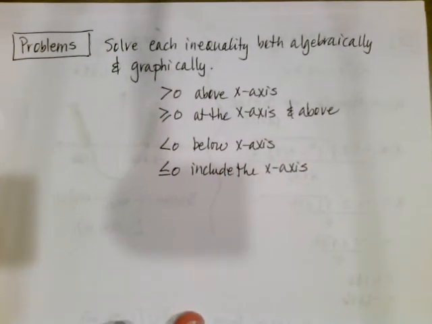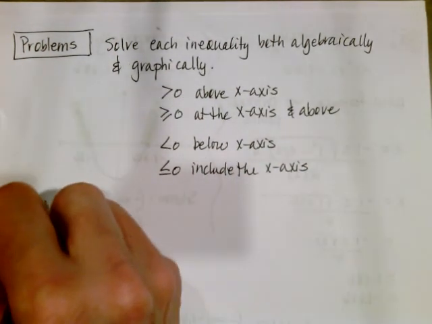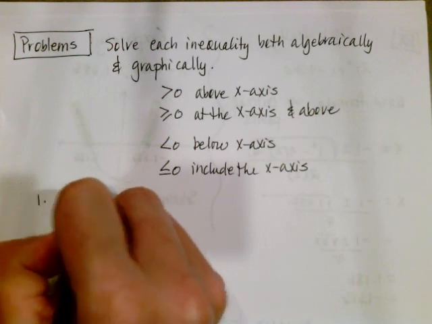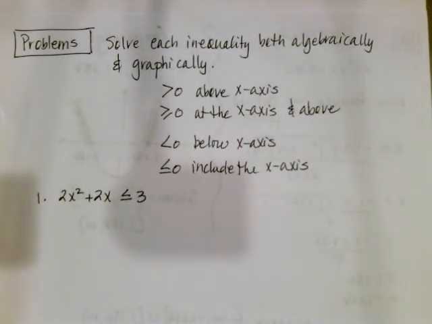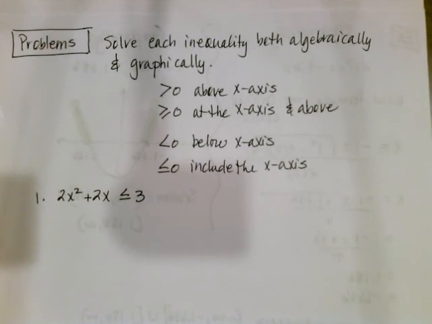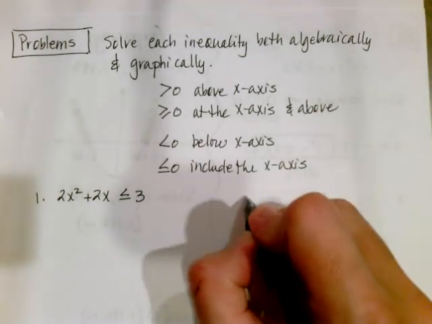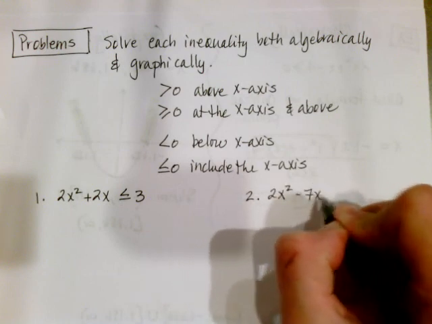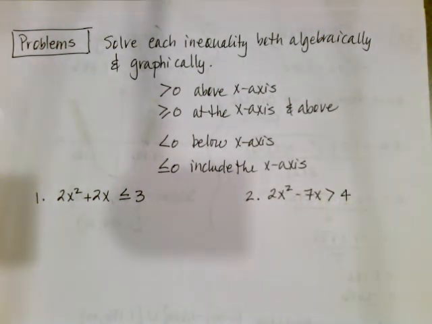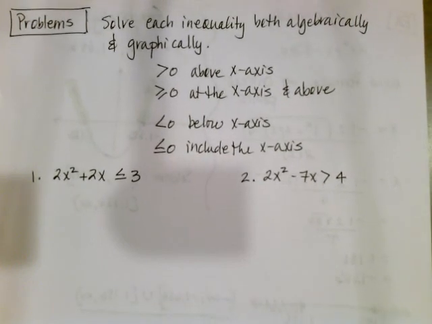All right, so your first problem, number 1, is 2x squared plus 2x is less than or equal to 3. Remember, I can't solve a quadratic unless I have a 0 on the right-hand side. And then your second one is 2x squared minus 7x is greater than 4. So solve each of those two inequalities both algebraically and graphically. Good luck and have fun with your highlighting.